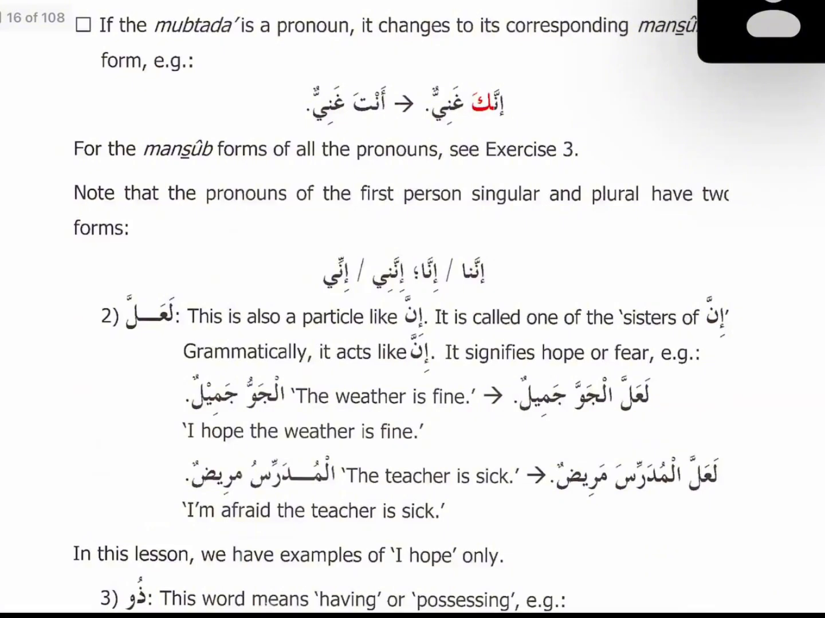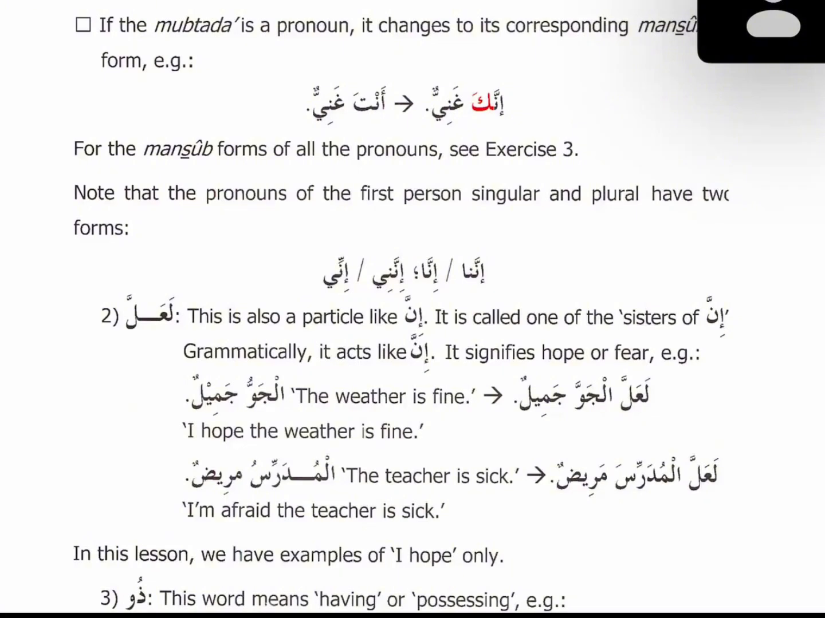La'alla, this is also a particle like inna. It is called one of the sisters of inna. Grammatically, it acts like inna. It signifies hope or fear. Example, al-jawwu jamilun, the weather is fine. La'alla al-jawwa jamilun. So I hope the weather is fine. In that, the al-jawwu becomes al-jawwa. The weather becomes mansoob.